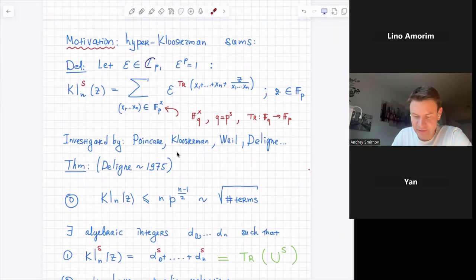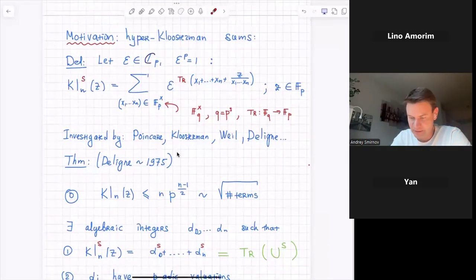And so you raise this element epsilon to this power. And now you think about x's and z's as elements taking values in the finite field, which you think of as numbers from 0 to p-1, so it makes sense to raise to this power. You can also look at this sum not over F_p, but over F_q, where q is any power of p. But then in addition, you put here a trace, which is a map from F_q to F_p. Right. So that is this simple object.